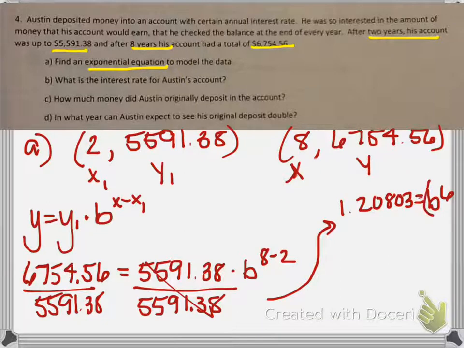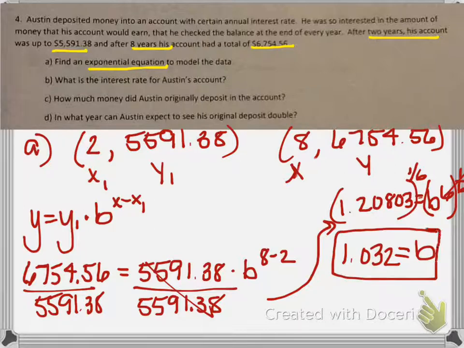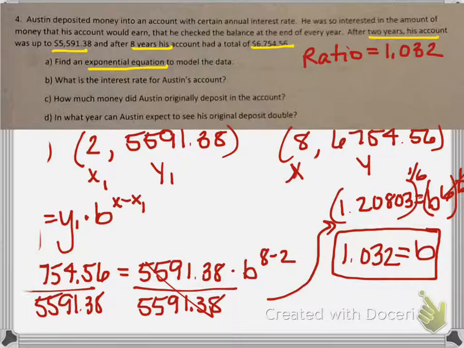We get rid of that exponent of a 6 by multiplying by 1 over 6. I went to the bigger iPad and I'm still running out of room. Okay, so this is gone. 1.20803 to the 1 over 6 power tells me that b is equal to 1.032. Okay, so I have found my ratio. I'm going to make a note of that over here. Ratio equals 1.032. Now I'm going to go down here and erase all this.